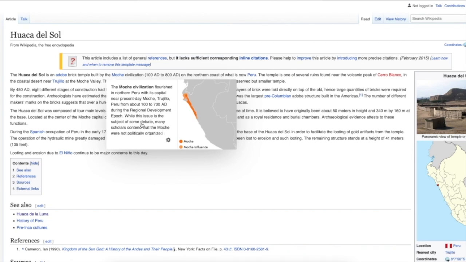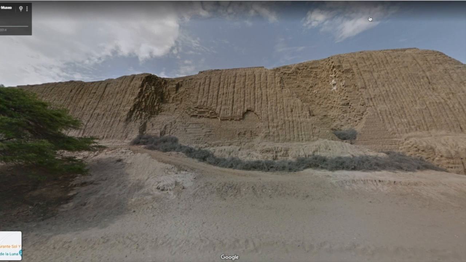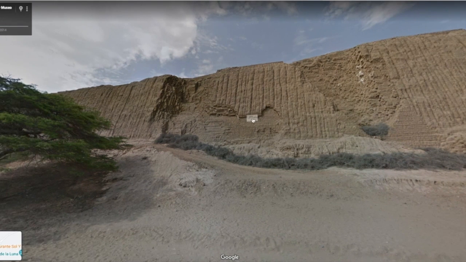Oh, you don't say. Many scholars contend that the Moche were not politically organized. Are you kidding me? 50 courses thick and you have no organization? Again, wanting to portray this as a primitive people. And even if these were mud bricks, which I don't believe they are, if anyone's in Peru, go grab a brick and see if there's any grass in it. Even if they were mud bricks, absolutely mind-blowing. I don't know anybody who could make a structure this big out of mud.